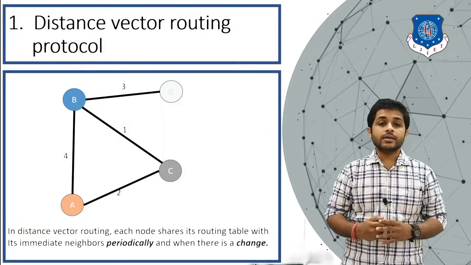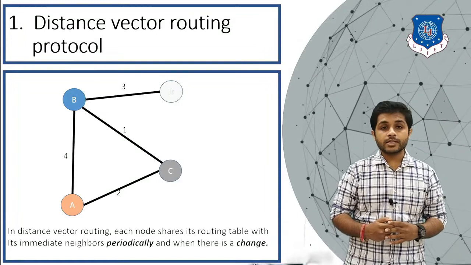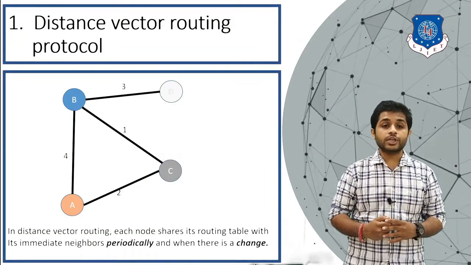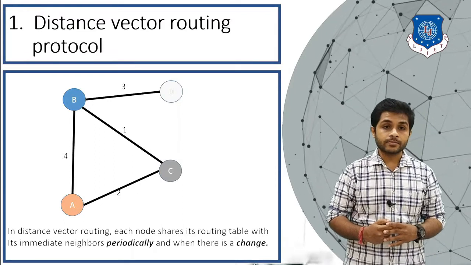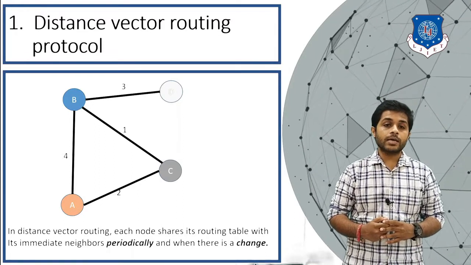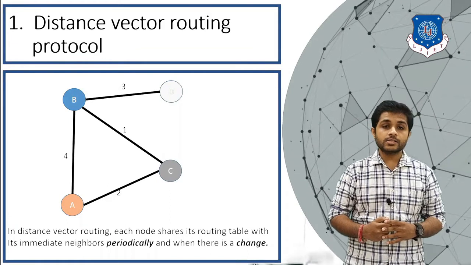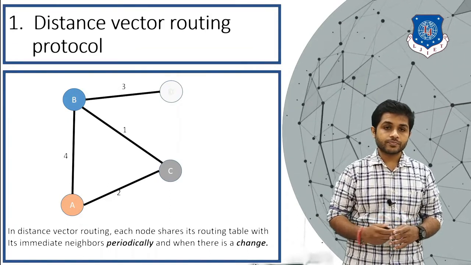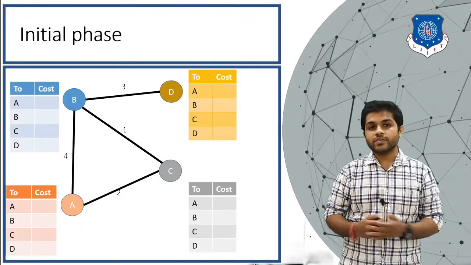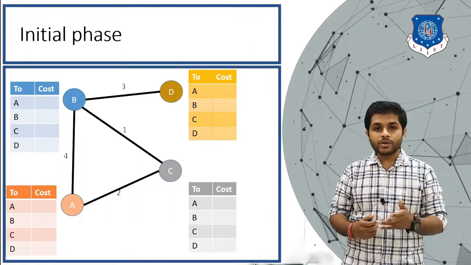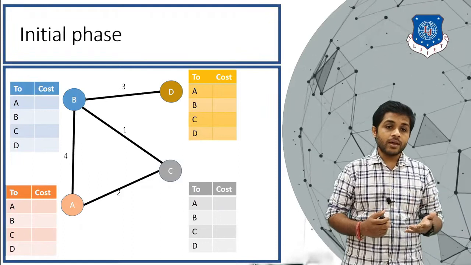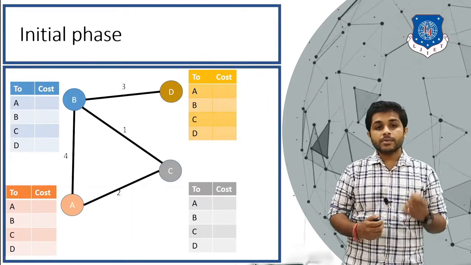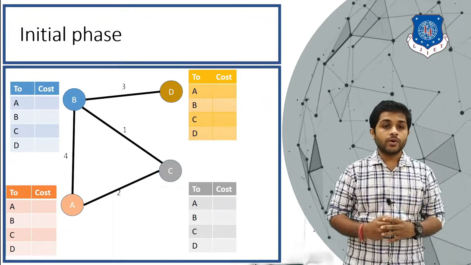You can see there is a network present on your screen, and there are a total of 4 routers, which are A, B, C and D, and they are connected via links, and the distance can be seen near those links. Now in the initial phase, all these routers have tables and those tables are empty. Now what is the meaning of this table?